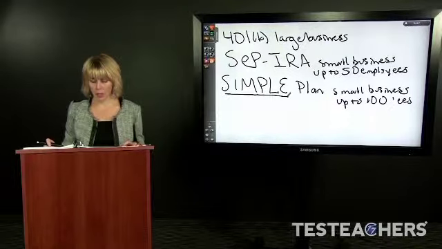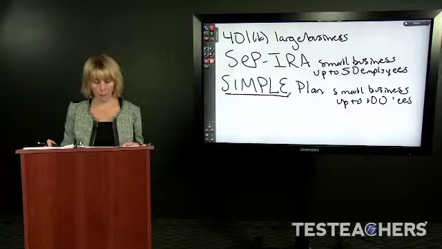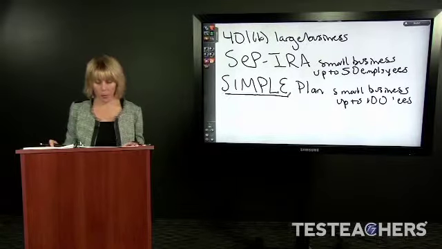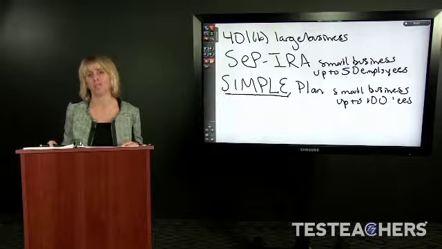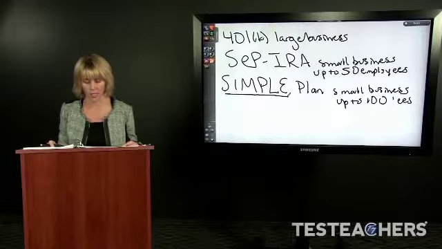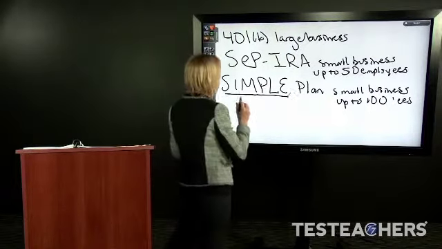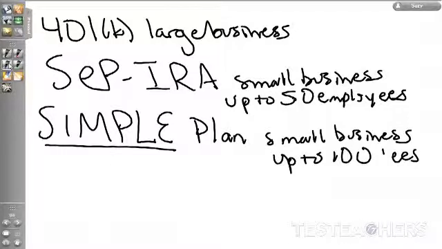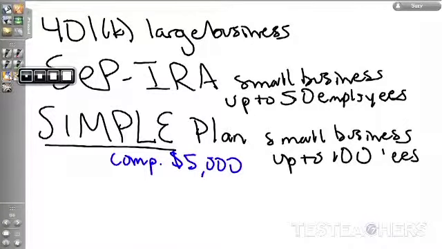The strictest eligibility requirement for a SIMPLE may be that the employee must have received at least $5,000 in compensation in the previous year. So this could include part-time people; if they had compensation of $5,000 or more in the previous year, then they're eligible to be enrolled in that SIMPLE. I'm going to slightly change this: we're going to say under 100 employees.